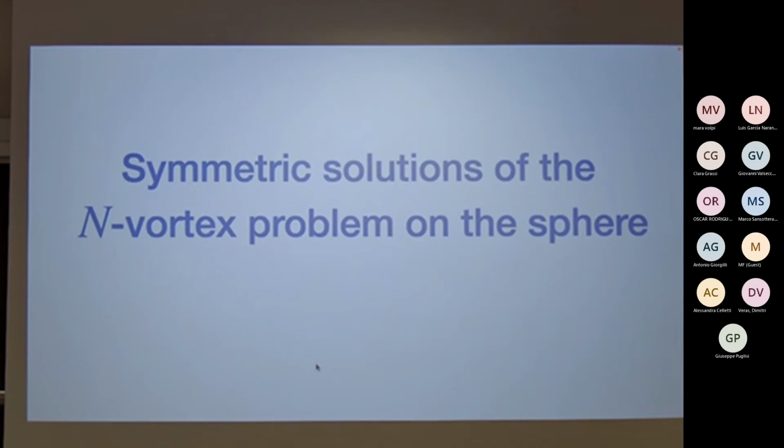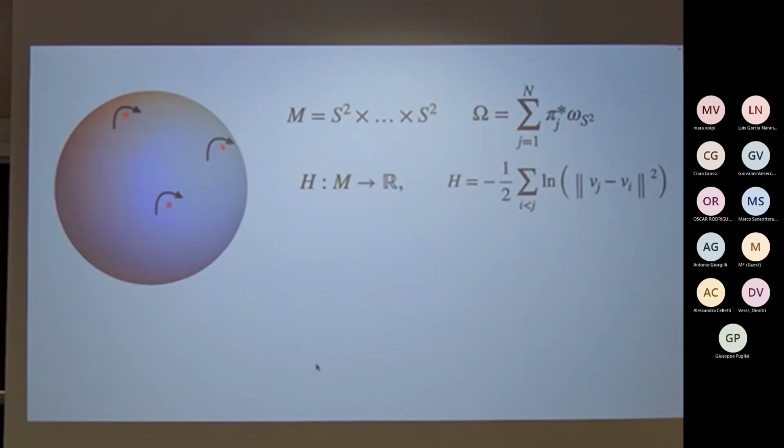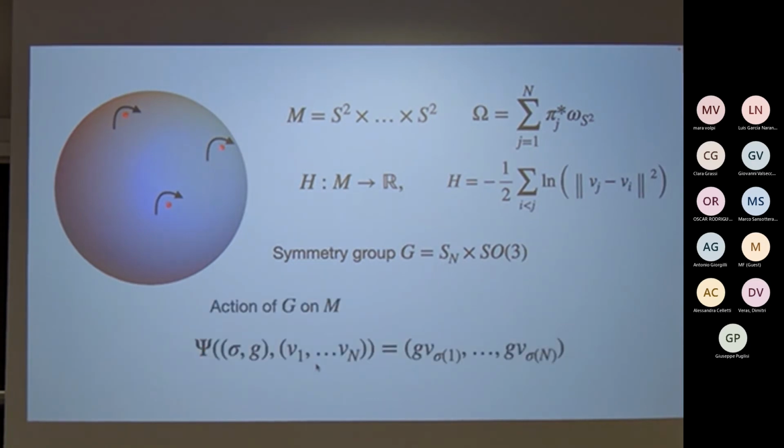So how do we put this into action in our problem? This is the problem that I introduced, the vortex problem on the sphere, with each vortex moving with identical vorticities. And the symmetry group here, and this is where the assumption that the vortices have equal strength is important, is the permutation group. So you can permute the vortices and rotate them around. The action of this group G on M is simply to permute the vortices and rotate them.